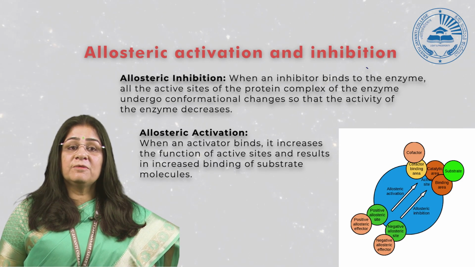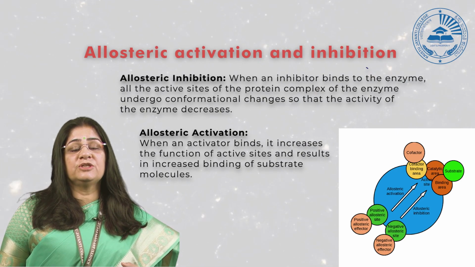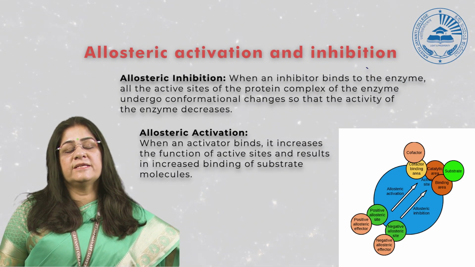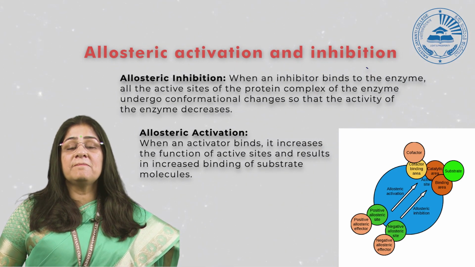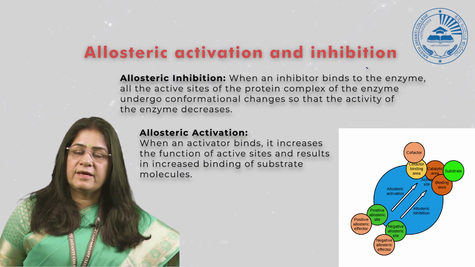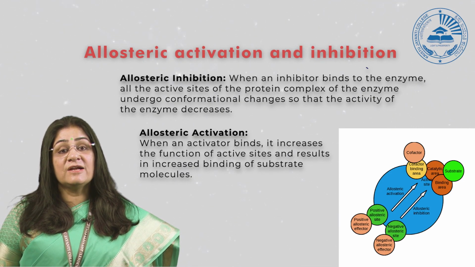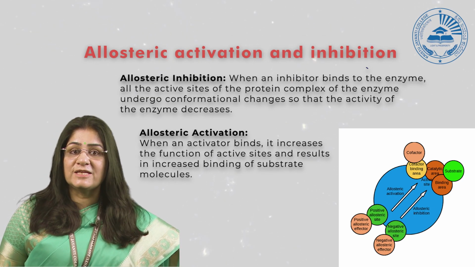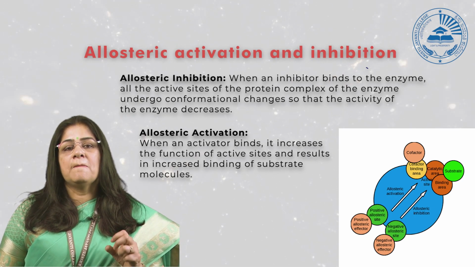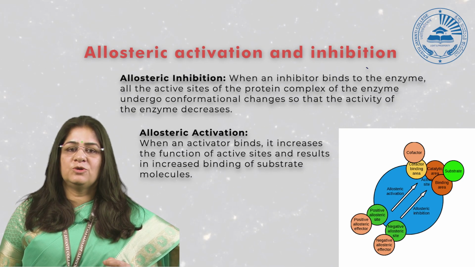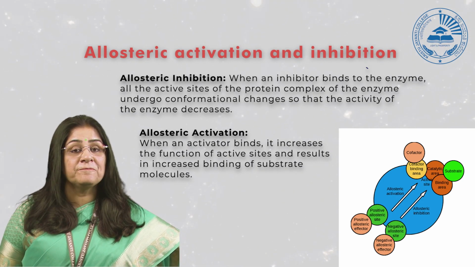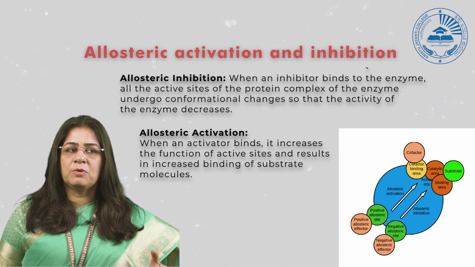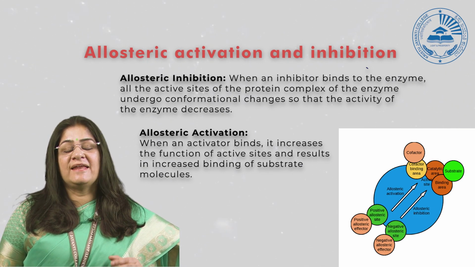While an activator binds, it increases the function of the active sites and results in increased binding of the substrate molecule. So here, the activator as well as the inhibitor makes a conformational change in the active site of the enzyme so that the substrate binds or does not bind to the enzyme, and ultimately products are not formed. This is a very important topic, allosteric regulation, and it needs a lot of explanation with different examples.